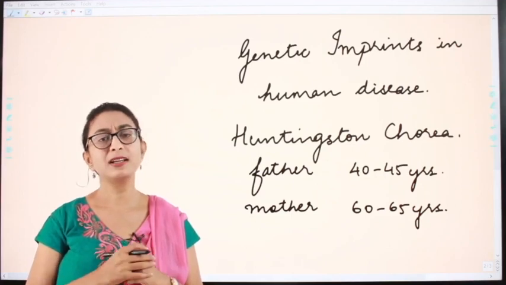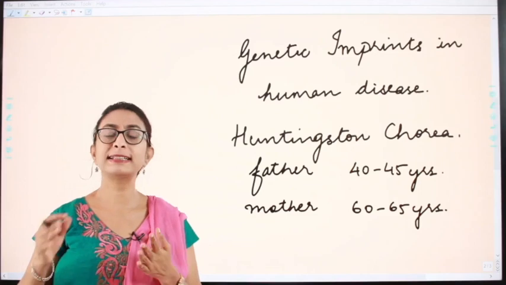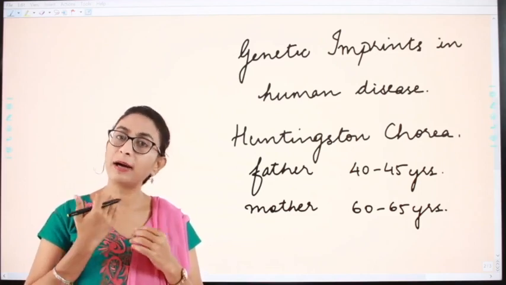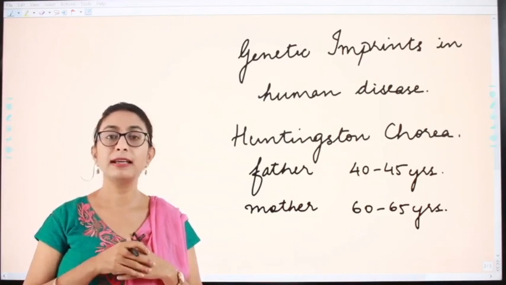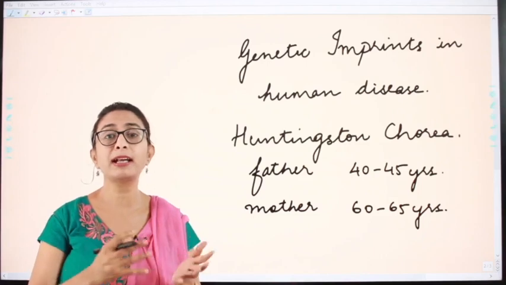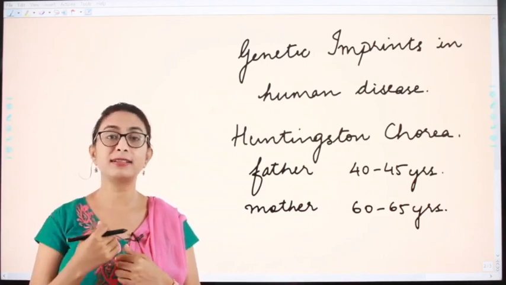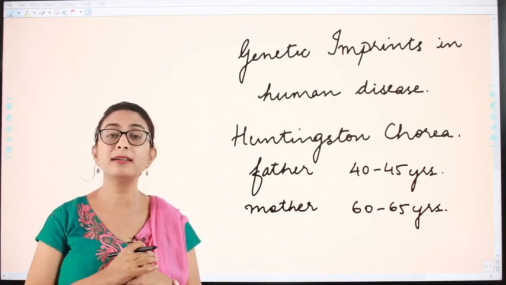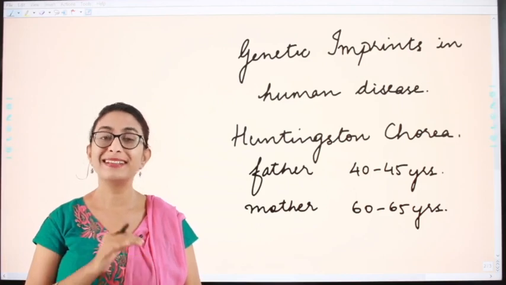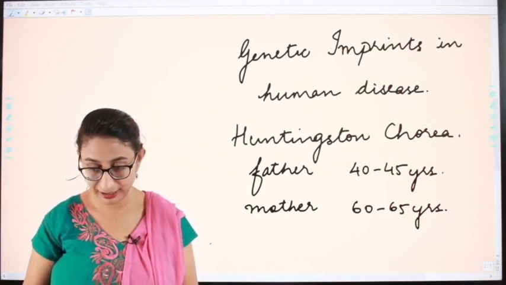So you might ask me, ma'am, the severity of the disease is the same, the symptoms are the same, and the genes can come either from the father or from the mother, then why is it that if I inherit the disease from my father, I get it at a very young age, whereas if I inherit it from my mother, I get it at a later stage in life? Why is it so? The reason for this is differential methylation of DNA.